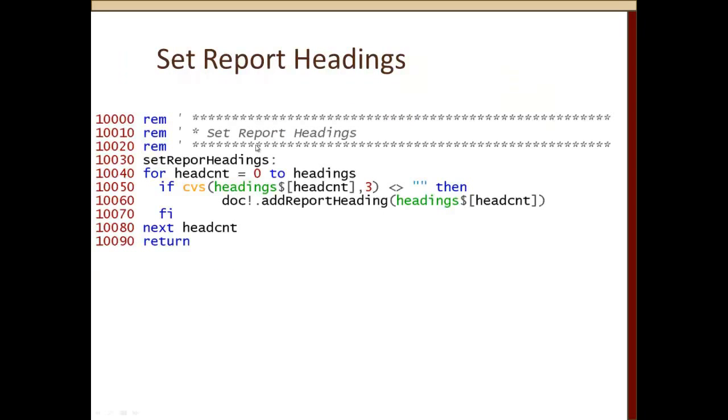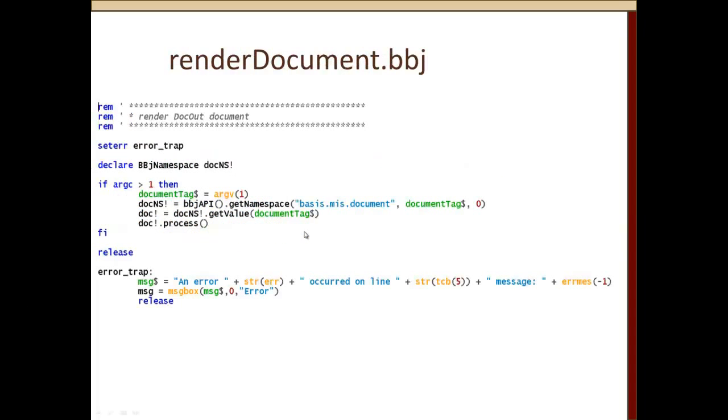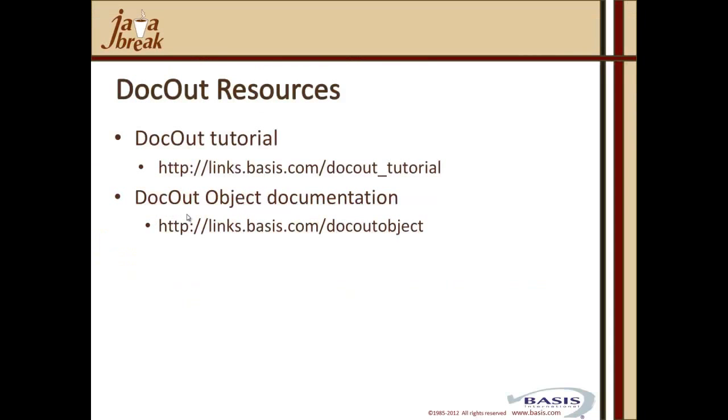And then we also have the report headings that we would have set early on, and then launching the report. In our particular case, we've utilized the ability to populate these values to a namespace, and then we're doing an scall of the render document.bbj. And what does render document.bbj look like? Very straightforward. Again, we get the detail that we need from the namespace, and then we process the document with an error trap. So very straightforward, very easy to do. And we'd encourage you to look at the tutorials, both to retrofit your code, replacing those print at statements, and also the documentation on the DarkArt. So this is where they are.